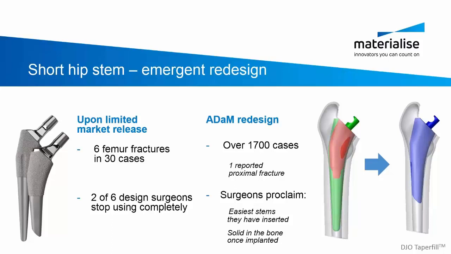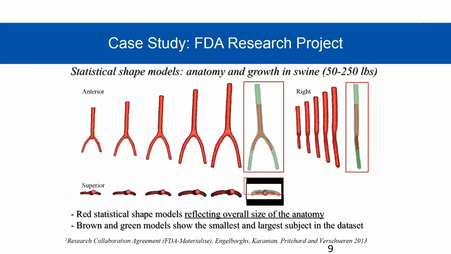but then really making sure that that interference isn't there. And since then, they've done well over 1,700 cases, and the surgeons proclaim that it's one of the easiest tip stems to fit in, and it's solid once it's in the bone. And I know DJO has mentioned that had they looked at this ahead of time, they could have maybe saved $500,000 in lost inventory alone. And so I think that's one way of thinking about leveraging all of this patient data in new ways can help at the onset.